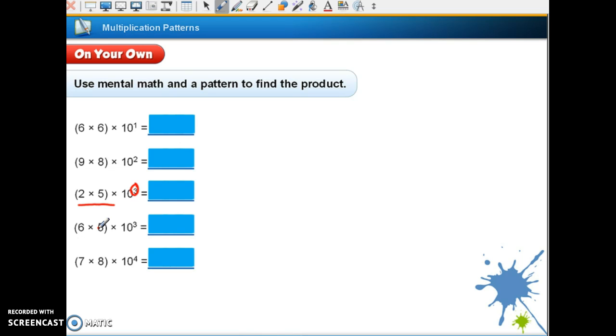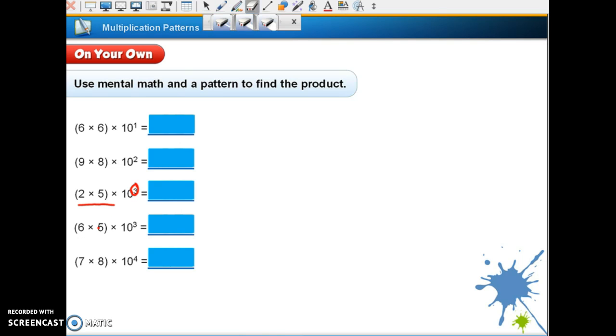So this is on the very bottom where it says use mental math. This is 11, circle these, 11, 13, 15, 17, and 19. So you should have circled all the odd ones. 11, 13, 15, 17, and 19. I'm going to give you a few minutes to do it.